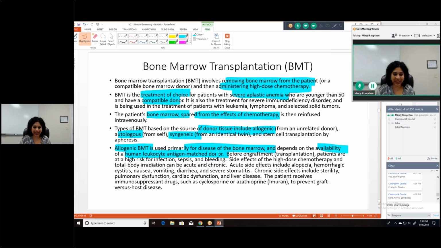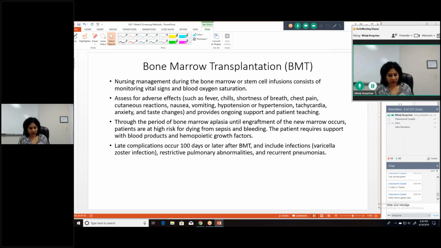So please review this. Nursing management during the bone marrow or stem cell infusion consists of monitoring vital signs, monitoring the O2 sat, and looking for adverse effects, and here's a whole list of them. You're always providing ongoing support and patient teaching. Through the period of bone marrow aplasia until the engraftment, patients are at high risk for dying from sepsis and bleeding. So you are constantly monitoring your patient.